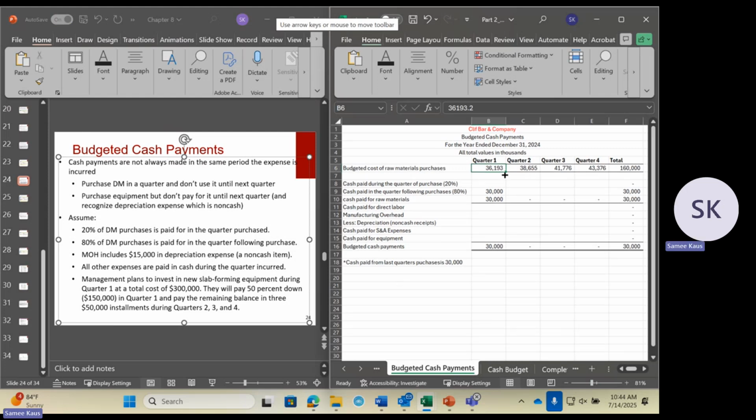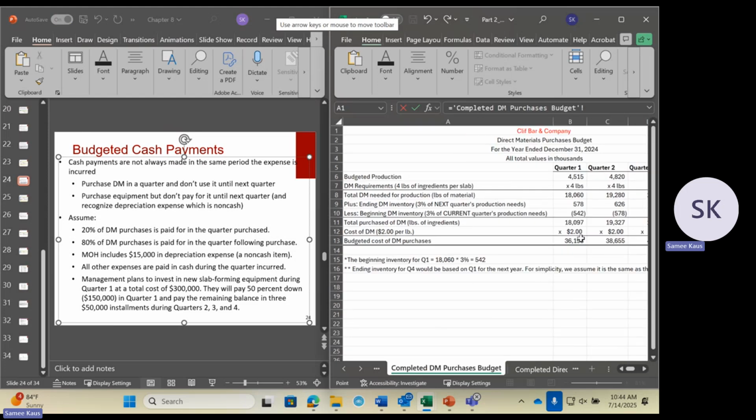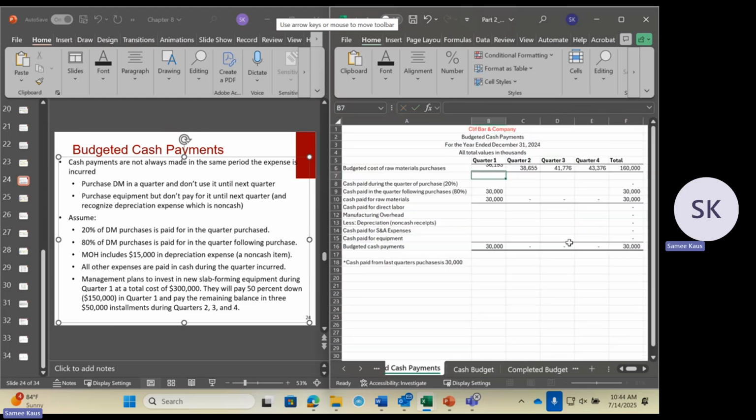Okay, so what we need to do here is pull through our budgeted cost of raw materials purchases. Now, what budget should I go to plug this in? Well, I should, of course, go to my direct materials purchases budget. So I have my completed DM purchases budget, and I figured out my budgeted cost of direct material purchases. I just plug that in and pull that cost because everything should be formulaically driven, right?